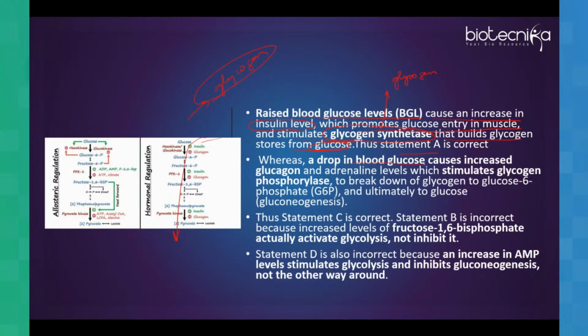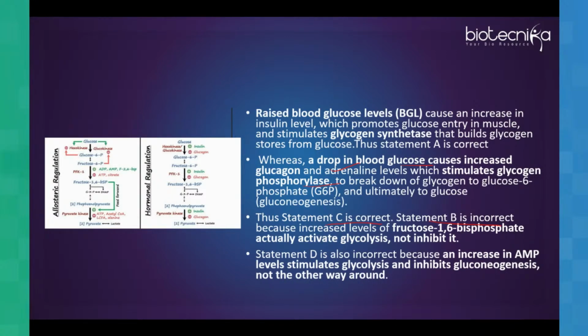But when there is a drop in blood glucose, it will cause increased glucagon and adrenaline levels. Now here, the glycogen phosphorylase. Glycogen phosphorylase is an enzyme which will break down glycogen, and ultimately it will give rise to glucose molecules. So that also makes sense. A drop in glucose will cause increased glucagon, and that's why you want more glucose to be synthesized. So glycogen will be broken down. So statement C is also correct.